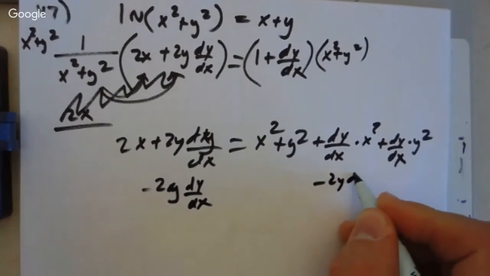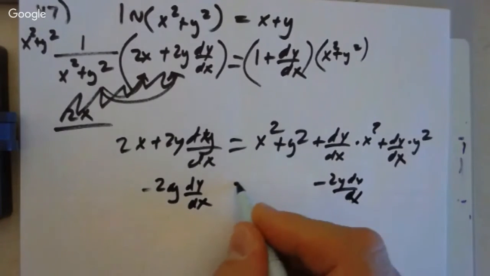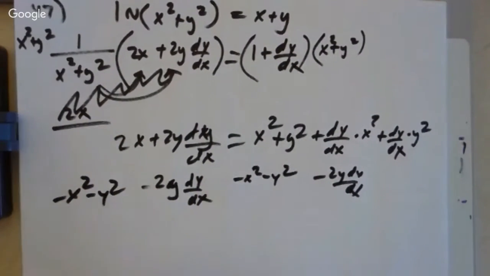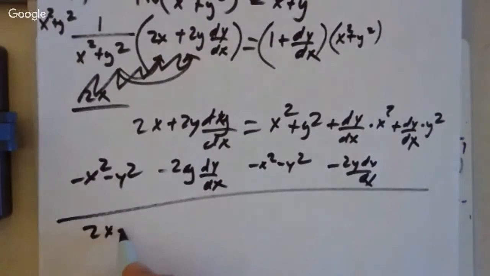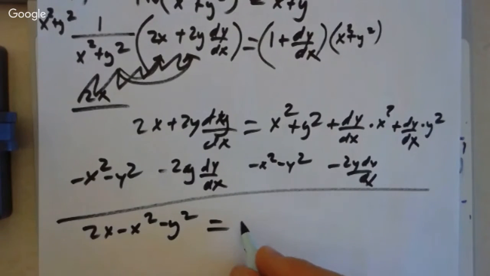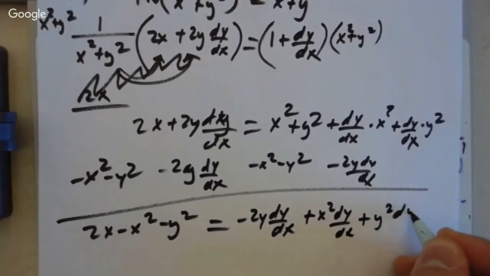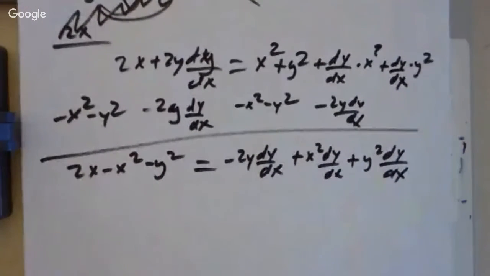Minus 2y dy dx. Okay, minus x squared, minus y squared. Yuck. 2x minus x squared minus y squared is equal to negative 2y dy dx plus x squared dy dx plus y squared dy dx. Yucky, yucky. Questions on that?